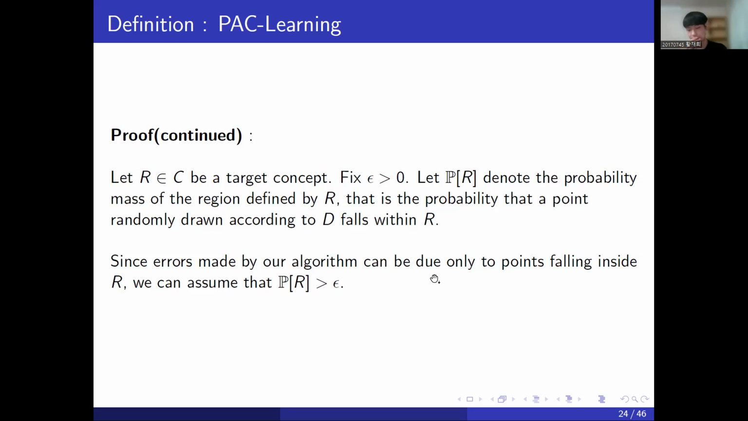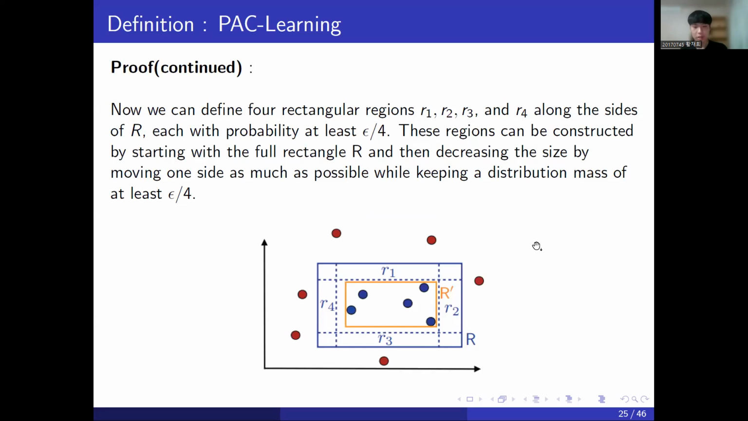Let R in C be a target concept, and fix a positive epsilon. Let P(R) denote the probability mass of the region defined by R. That is the probability that a point randomly drawn according to D falls within R. Since errors made by our algorithm can be due only to points falling inside R, we can assume that the probability is greater than epsilon. We can define 4 rectangular regions, R1 to R4, along the sides of R, each with probability at least epsilon over 4.